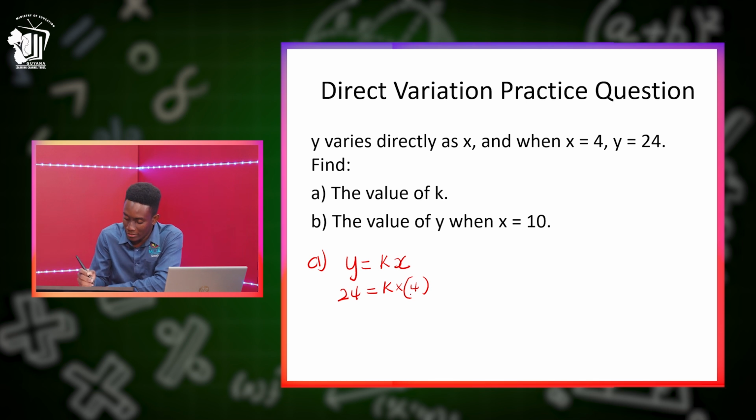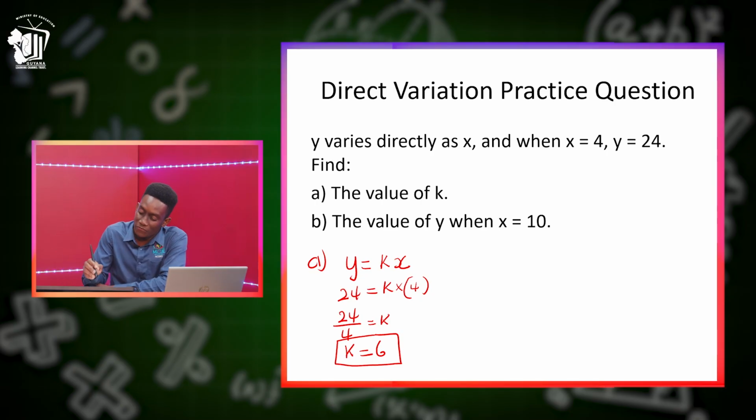To solve for k, we take over the 4. The 4 is multiplying, so when we take it over, it will divide. So we'll have 24 divided by 4 is equal to k. So k will be equal to 24 divided by 4, which gives us 6. So the constant of proportionality will be 6. So k is equal to 6, and that will not change for this question. K is a constant. That means as long as you find k, you don't have to find k ever again. Now they want us to find the value of y when x is equal to 10.